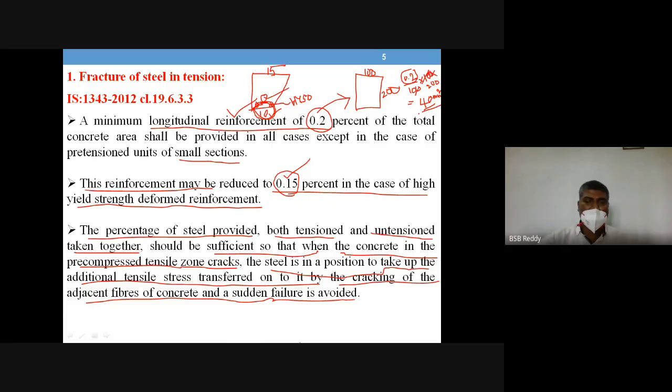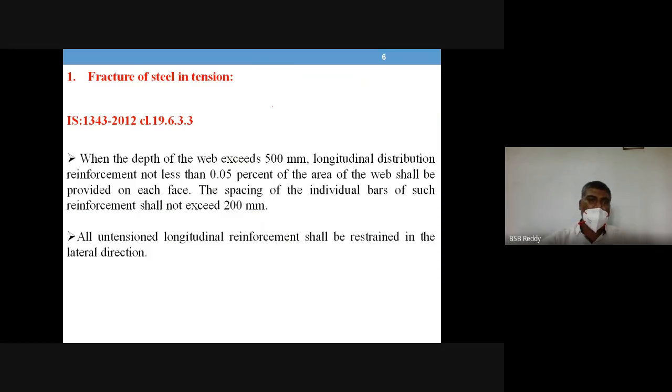That is what. So you just can't let the concrete take the stresses which develop at the bottom. You have to assume that if at all concrete cracks, the stress shall be taken by the steel. So for that you need a sufficient amount of steel to be provided, right?